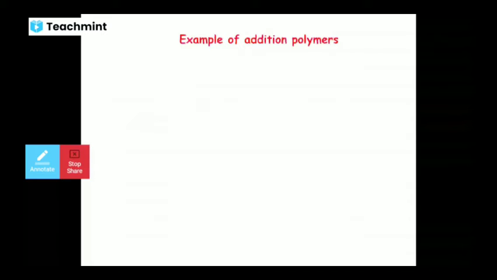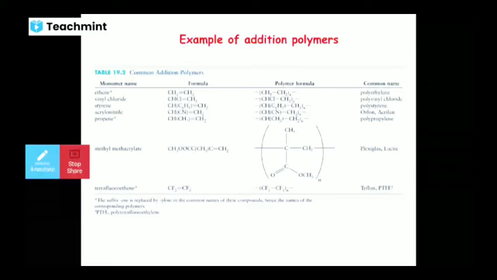Examples of addition polymers are given here. First, ethylene gives polyethylene, vinyl chloride gives polyvinyl chloride, styrene gives polystyrene, acrylonitrile gives orlon, propene gives polypropylene, methyl methacrylate gives plexiglass, lucite, tetrafluoroethene gives Teflon.